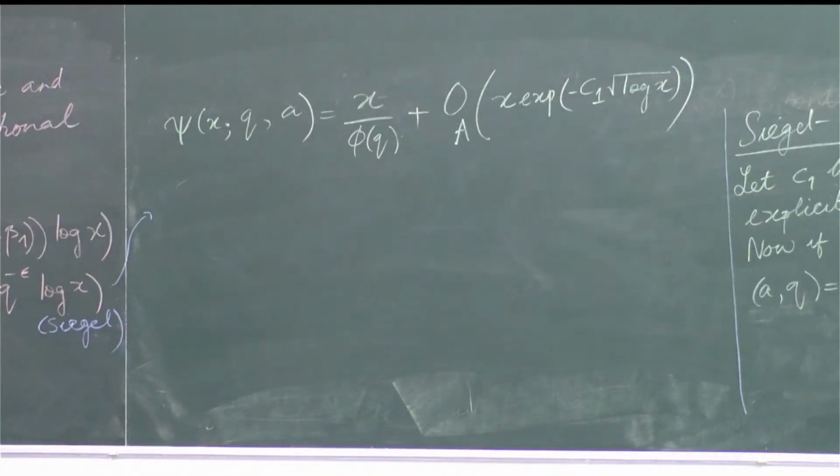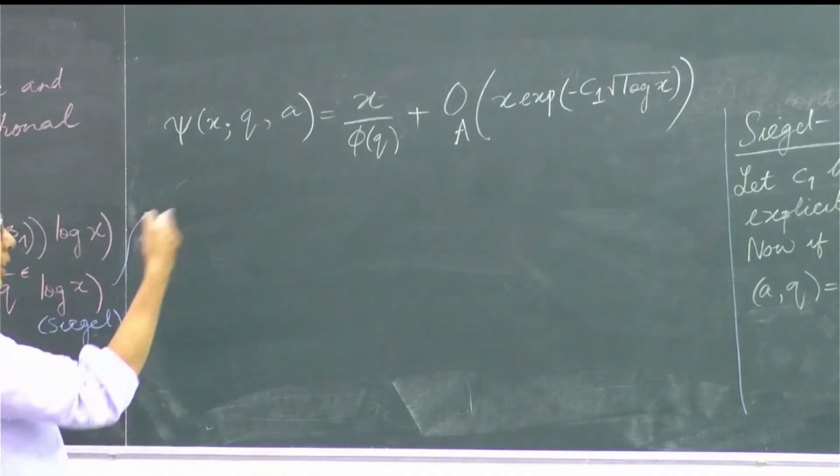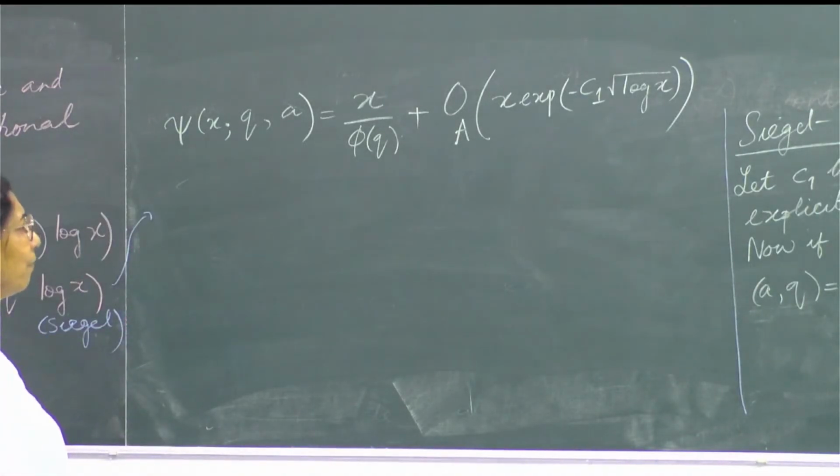So that's the Siegel-Walfisz theorem. And so now the range is q less than or equal to log x to the power capital A. However, there is the fact that we have lost the effectiveness. What we have gained for the range, we have lost in effectiveness. So the choice is yours.